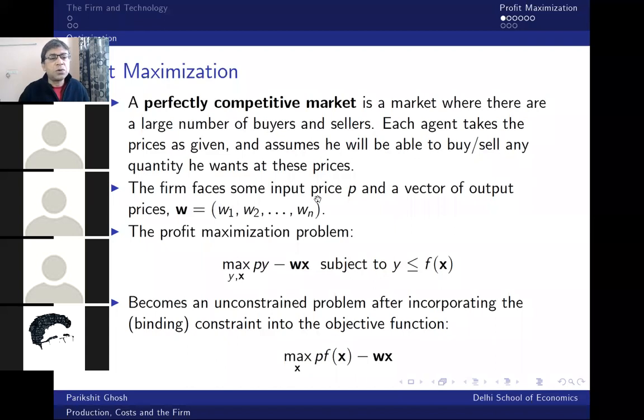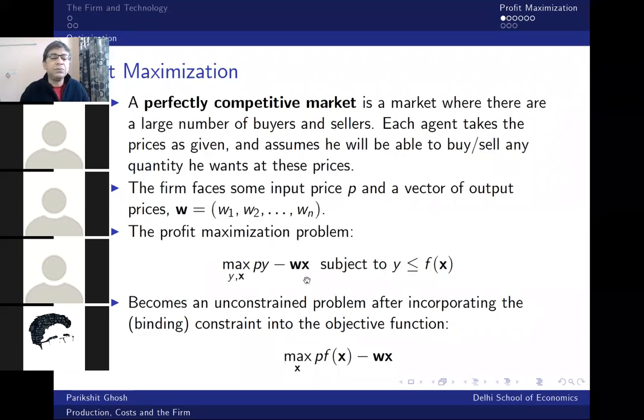And the market price not only of output, but also on all the inputs that it uses. So the firm faces from the market these parameters, the price of the output P and the vector of input prices, which we'll call W. Yes, it goes from W1 to Wn. So what is the firm's problem?